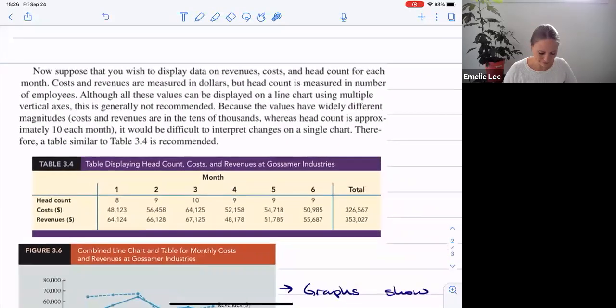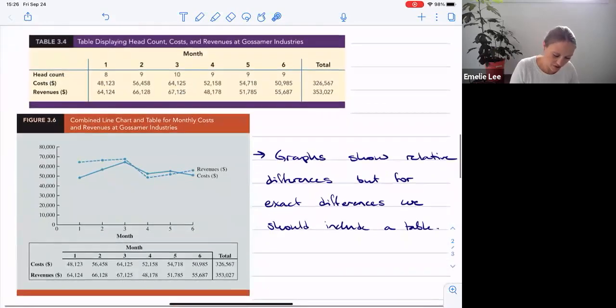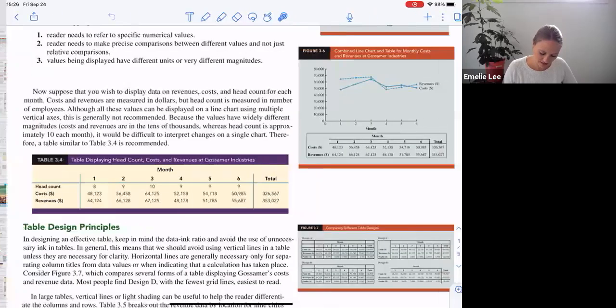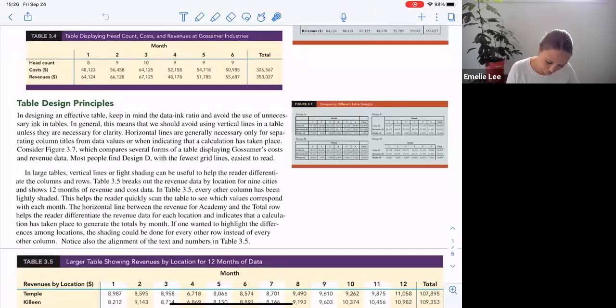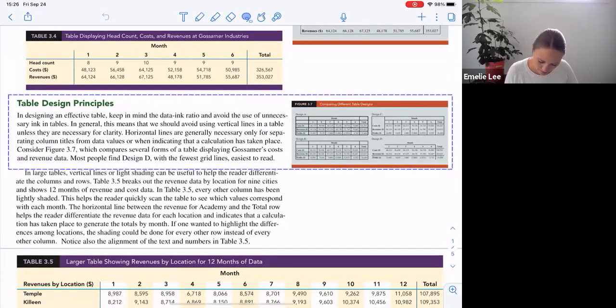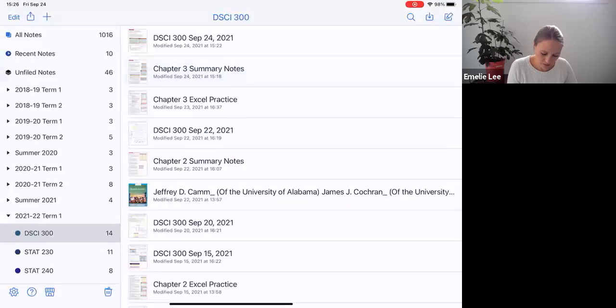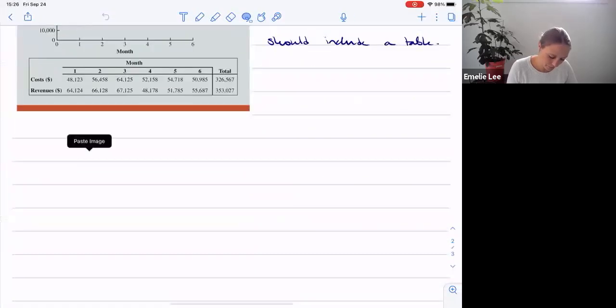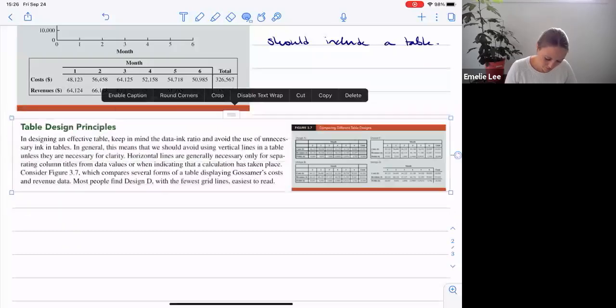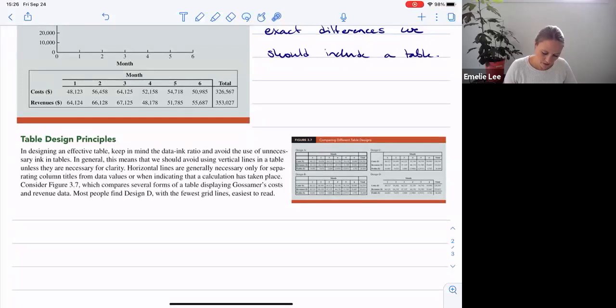So those are just things to keep in mind when you're deciding what to do. In terms of design principles, this textbook prescribes to the fewer lines, the better. There are some rules where we need some lines, and I'll show you the example that they have here.